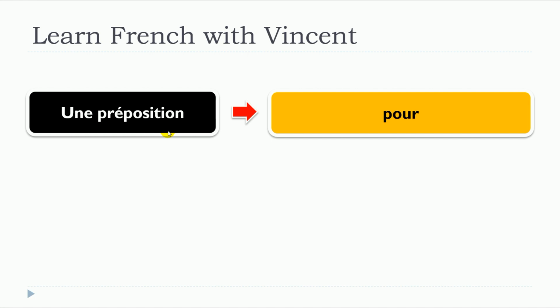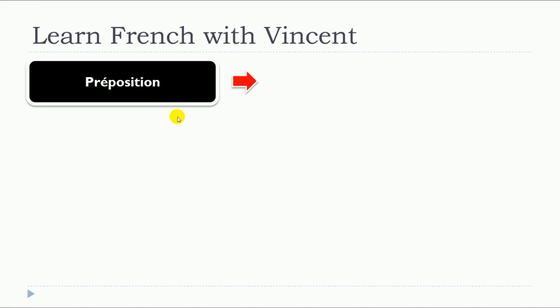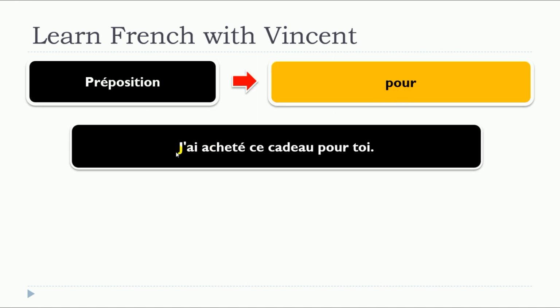So, this lesson is about "pour". And the preposition "pour" translates primarily to "for" in English. So we will see 4 examples with "pour".